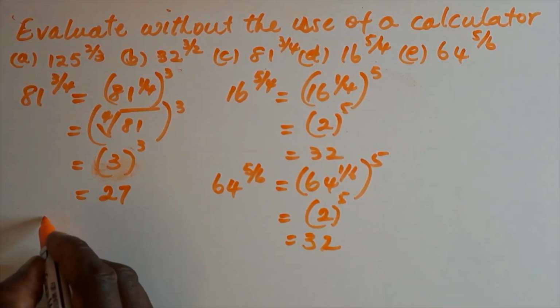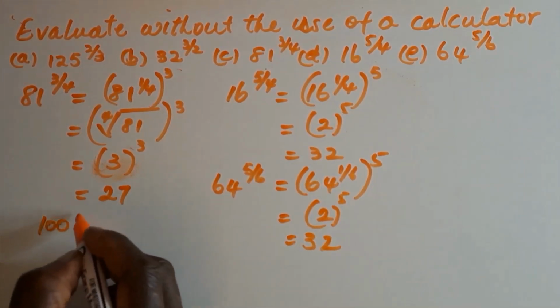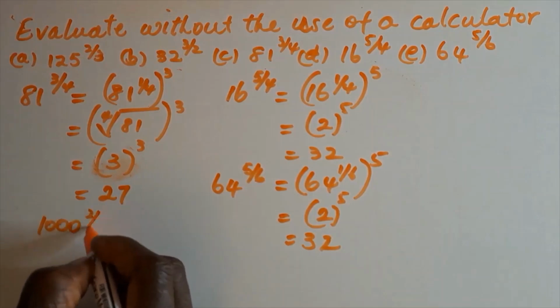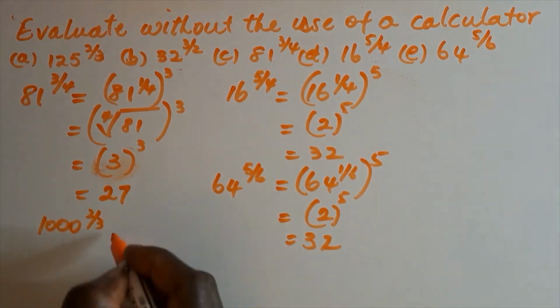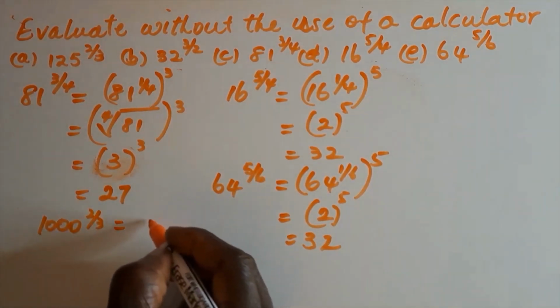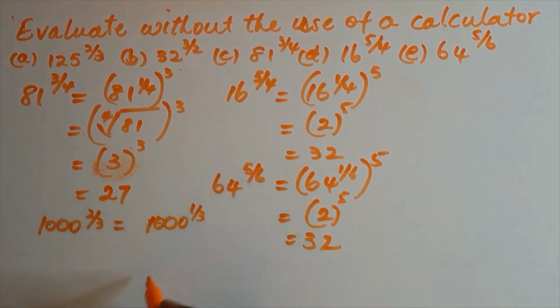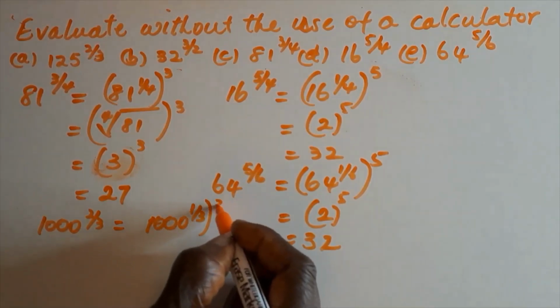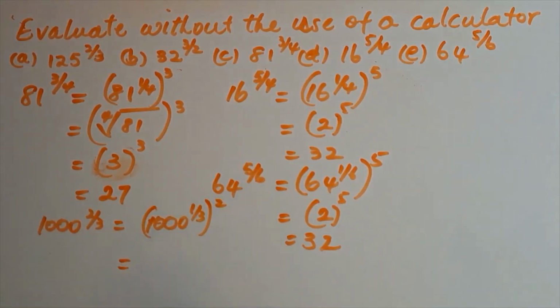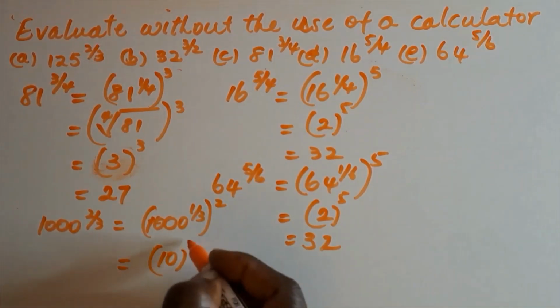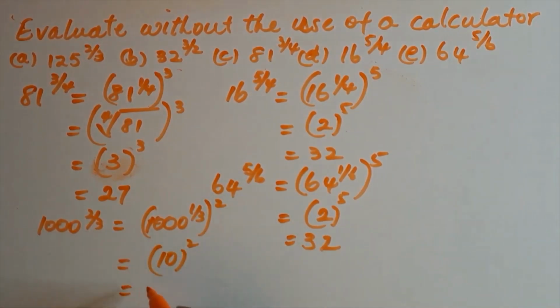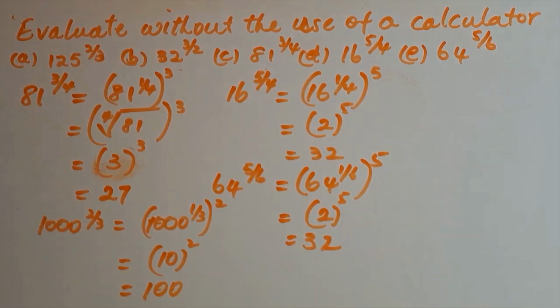And finally, 1,000 raised to 2/3 is equal to the cube root of 1,000, square that result. The cube root of 1,000 is 10, and we square 10 to get 100. All of this done without the use of a calculator.